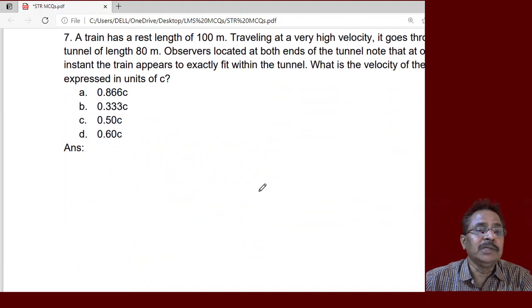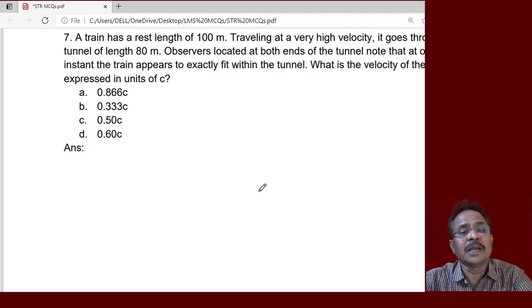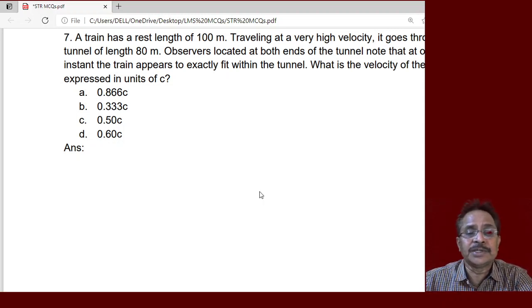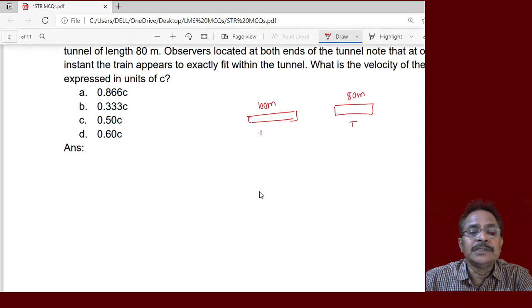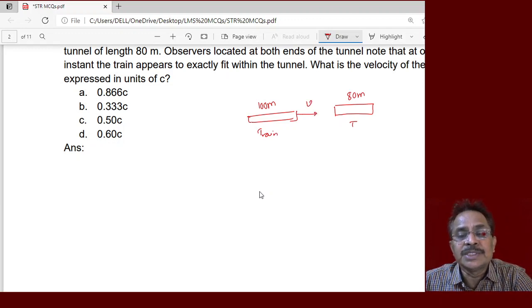Now question 7. A train has rest length 100 meters. So this is the train having its length 100 meters and traveling at a very high velocity. If it goes through a tunnel of length 80 meters. Now this is the tunnel having its length 80 meters. This is the tunnel and this is your train. This train is traveling with a very high velocity and is passing through this tunnel.